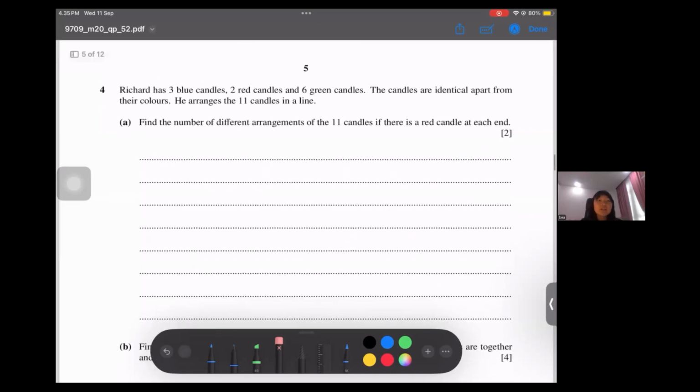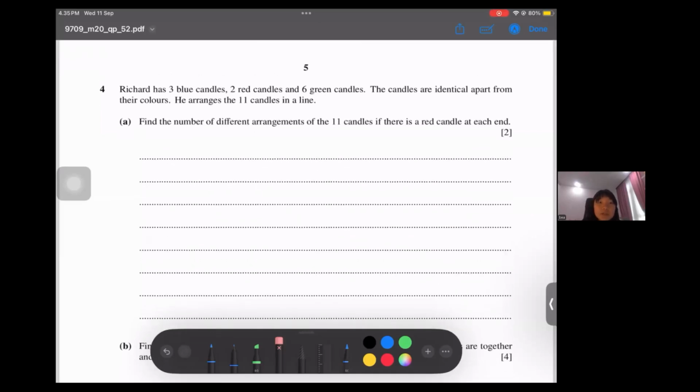Richard had 3 blue candles, 2 red candles, and 6 green candles. The candles are identical apart from their colors. He arranges the 11 candles in a line. A. Find the number of different arrangements of the 11 candles if there is a candle at each end.